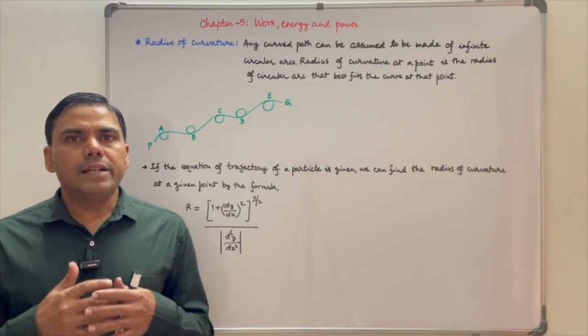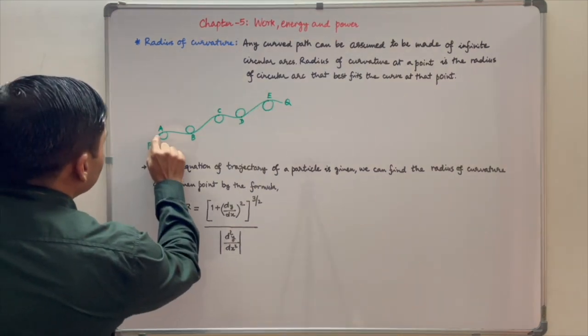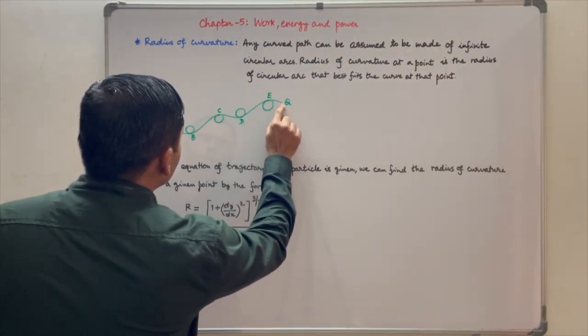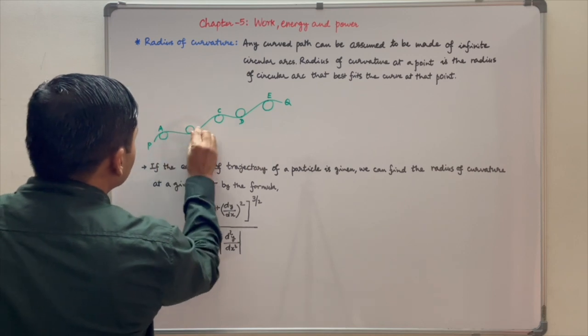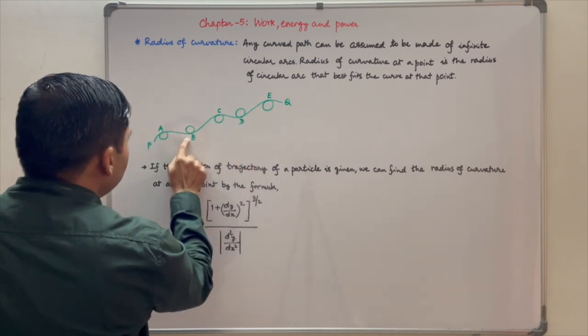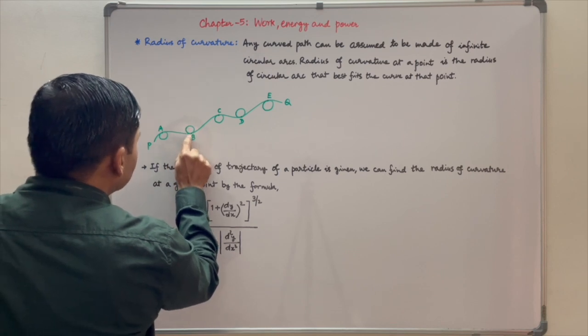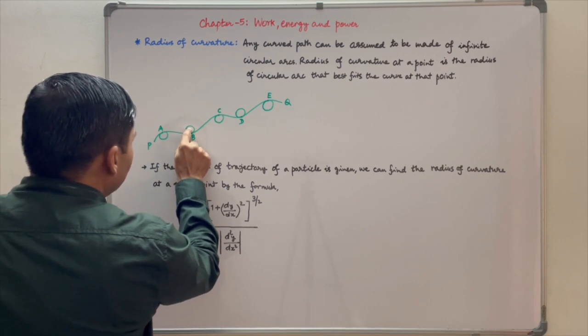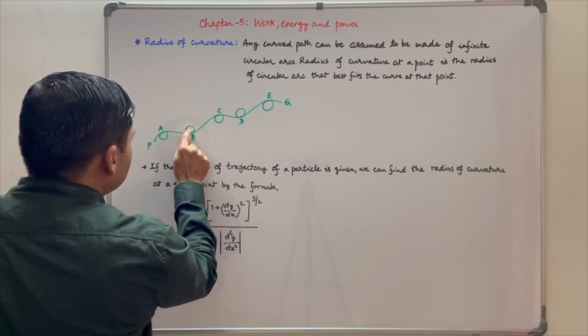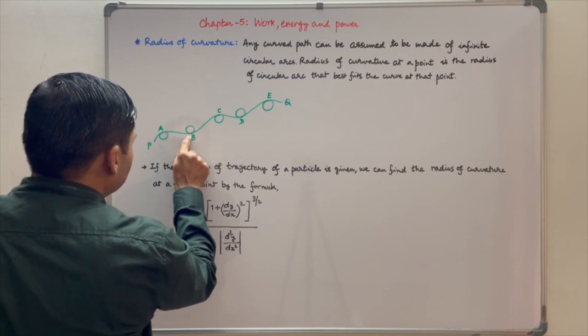Now let us see radius of curvature. Consider a curve PQ. It can be assumed to be made of several small arcs. At any point, there will be a circle whose arc matches with the arc at that point. So the radius of that circle will be called the radius of curvature at that particular point.